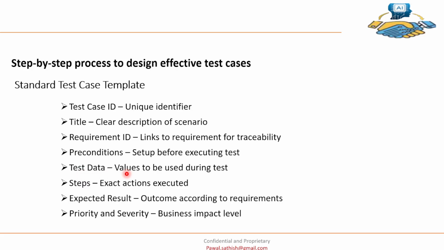Okay, in case we need to use test data, we need to give that test data. Then steps are the exact actions we need to execute. Then expected result is the outcome according to the requirements, and we also need to give the priority and severity for the business impact level. So this is the test case template. We also need to remember these things.